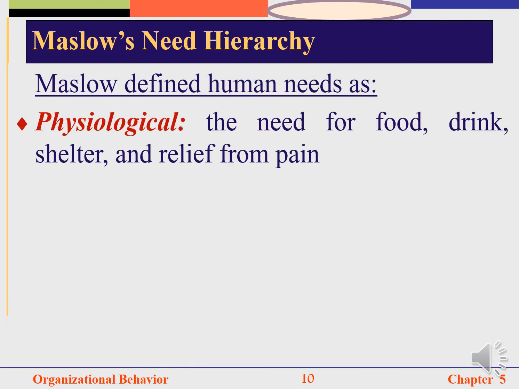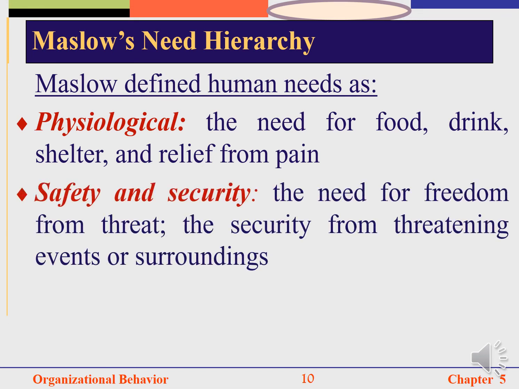The physiological needs: need for food, drink, shelter, and relief from pain, safety and security. Not only the current or immediate feeling of security, also the future. This is why people may leave private organizations to work for public organizations, because public organizations guarantee lifetime employment. So people need to feel secure not only today but also in the future.